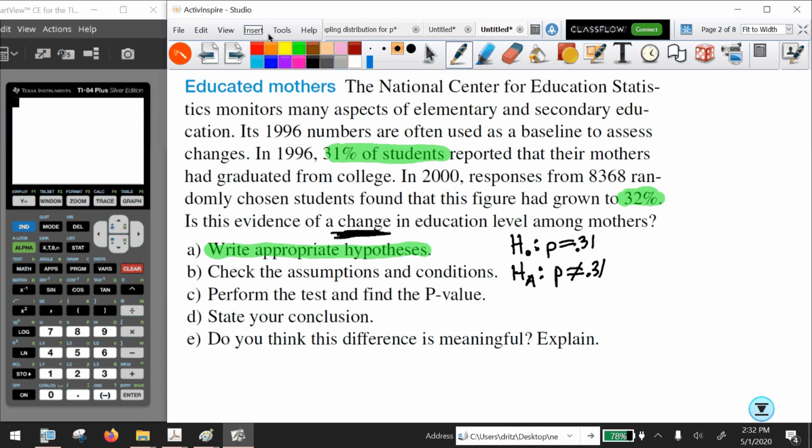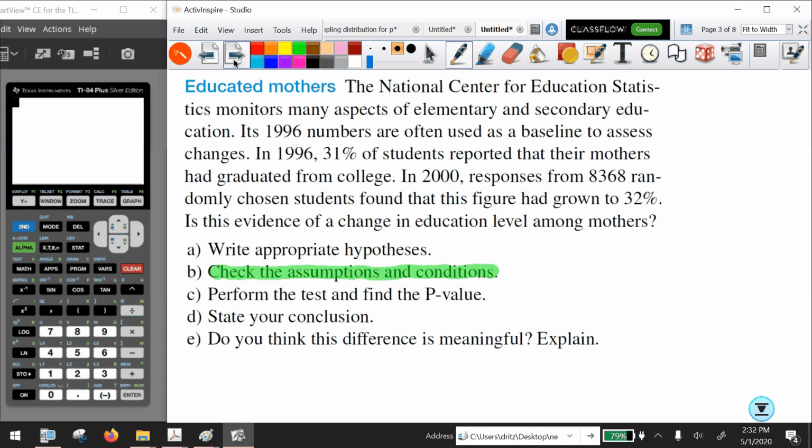So our next step is to check the assumptions and conditions. Well, the assumptions and conditions for using a one proportion z-test are the same that we used in chapters 17 and 18 when we did confidence intervals and sampling distributions for proportions.